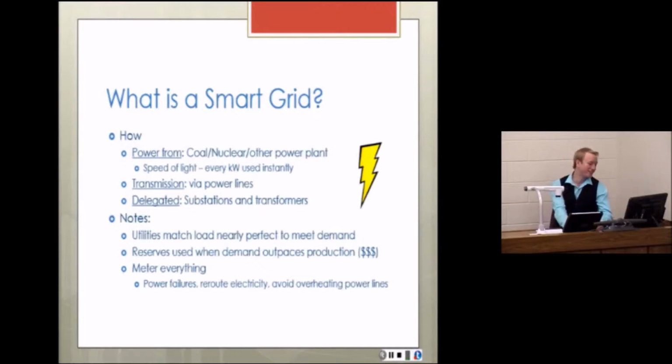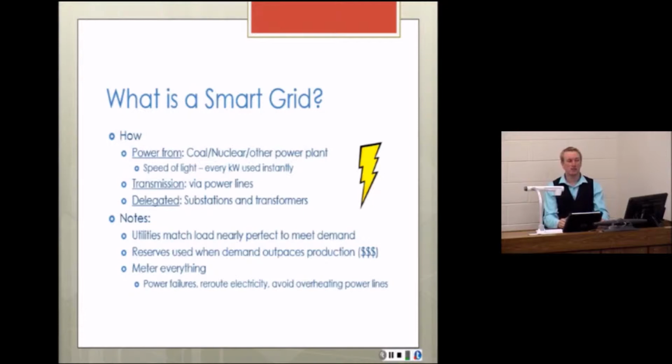Some notes about this: utility power is sent almost at the speed of light. So whenever power is generated, it has to be used almost instantaneously. That means you have to meet demand every minute, every hour, every day. So how do they do that? You have to have a very complex algorithm to deal with this.